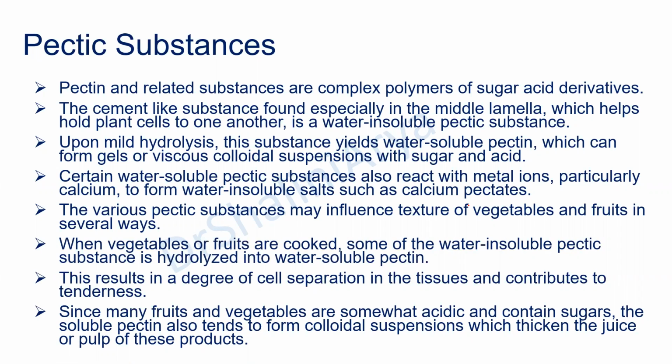Many fruits and vegetables are acidic, containing sugars, like tomato. The soluble pectin also tends to form a colloidal suspension. As I gave you the example of tomato, in which you have acid also, you have sugar also, the soluble pectin forms a colloidal suspension which thickens the juice or pulp. So when you are preparing ketchup, it becomes a very thick mass.